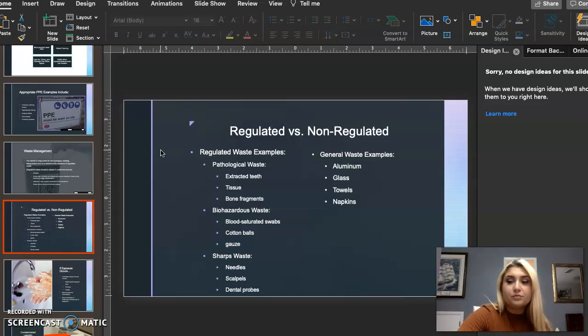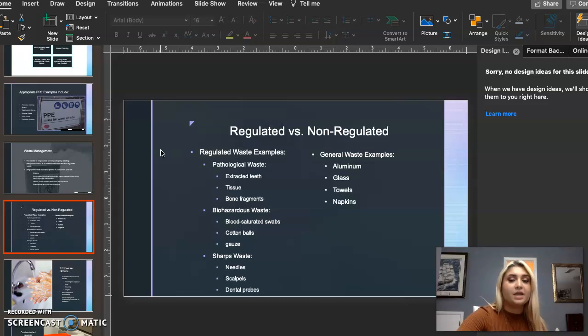So regulated waste must be thrown in a certain waste container. It can't just be thrown in a general waste like a regular trash can, unlike non-regulated waste. It is determined by the dentist where that waste goes, and non-regulated waste is also referred to as general waste.